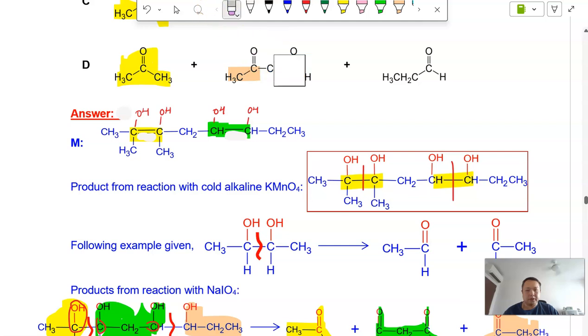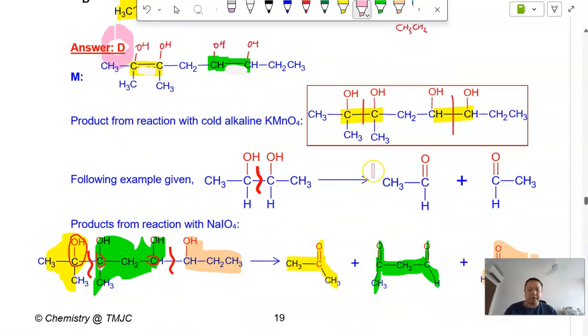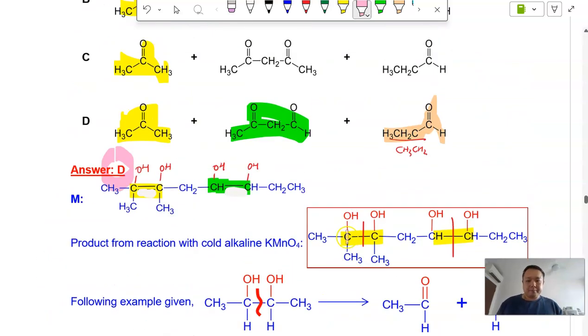Oops. Let me change the color code. It should be a green color fragment, and then the orange color fragment. Of course, this structure is not drawn very accurately. It's supposed to read CH3, CH2. Alright, so in this case, the answer will therefore be D, because it matches the fragments that we have over here. Okay, with that, we are done with question 12.